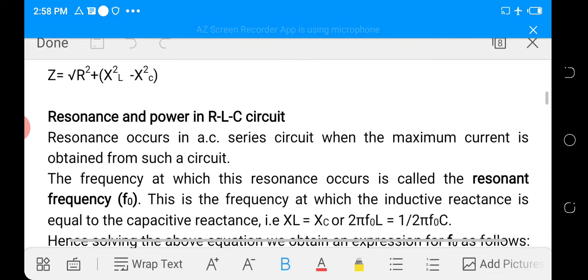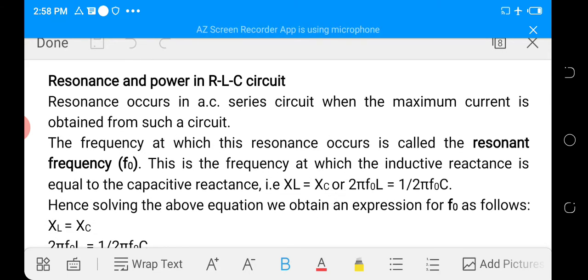Let's move to another subtopic, resonance and power in RLC circuits. That is the resonance and power in an AC circuit containing all the three in series. Resonance occurs in an AC series circuit when the maximum current is obtained from such a circuit. That is, when the current flowing in an AC circuit containing all the three is maximum, then we say the circuit is in resonance. And the frequency at which this resonance occurs is called the resonance frequency F0.